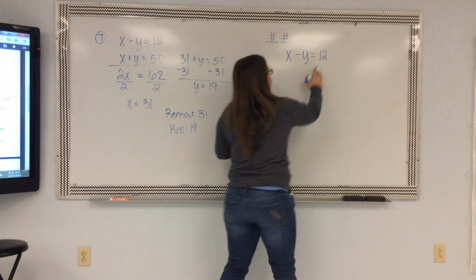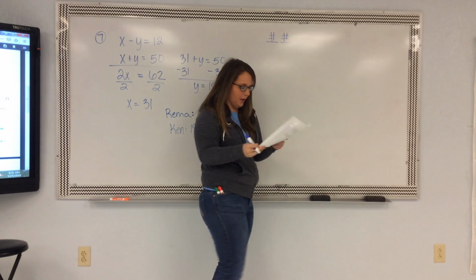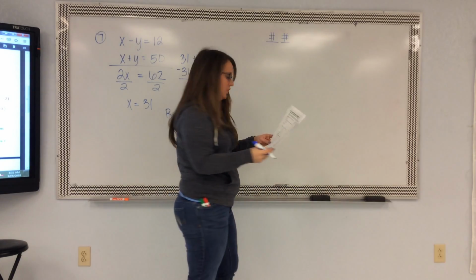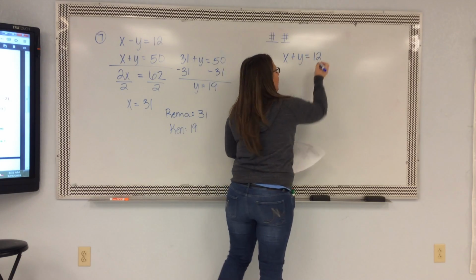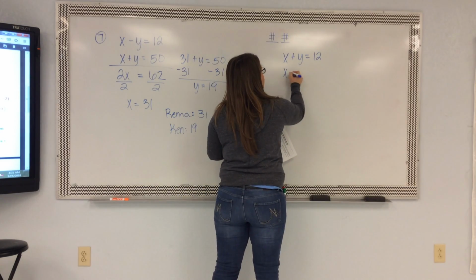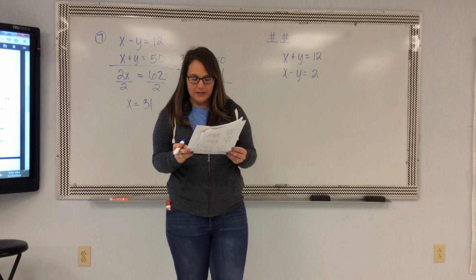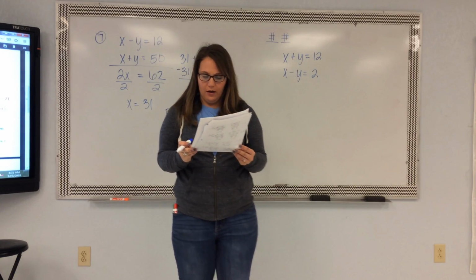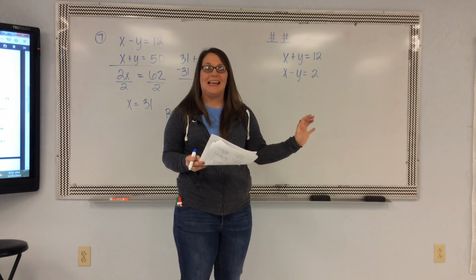No, I lied to you. Let's look back at our problem. The sum of the two digits is 12, so that means X plus Y equals 12. And then the difference of their digits is 2, so that means X minus Y equals 2. The last part says, find the number if the unit digit is larger than the tens digit. So that will help us at the end.